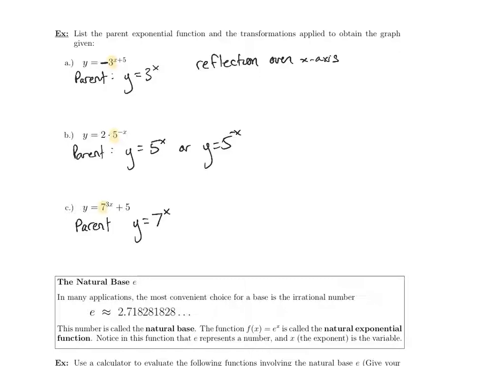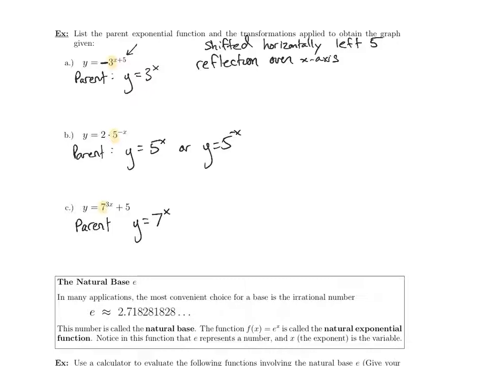And remember that exponent is going to get order of operations previous to that minus sign on the outside. So before I reflected over the x-axis, I shifted, and since it's on the inside, I shifted it horizontally. And plus 5 would go left 5. So I've taken my y equals 3 to the x, I've shifted it horizontally left 5, and then I've done a reflection over the x-axis.